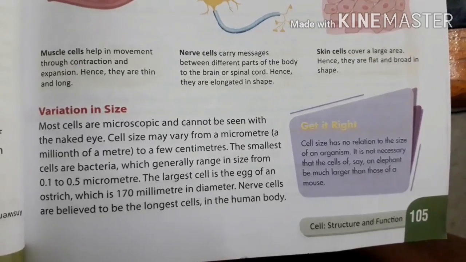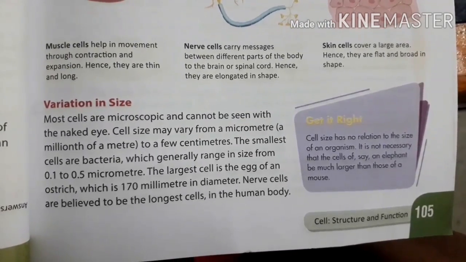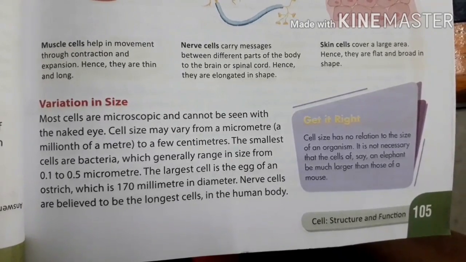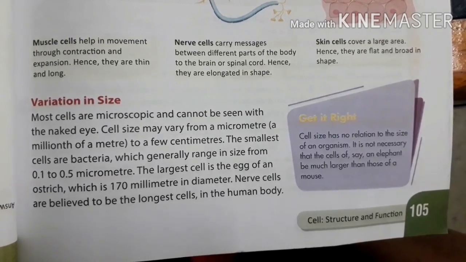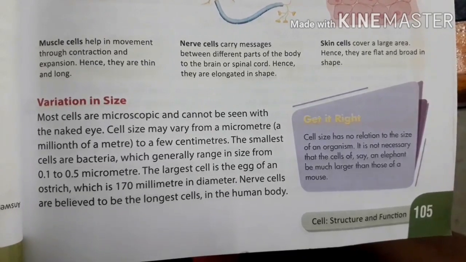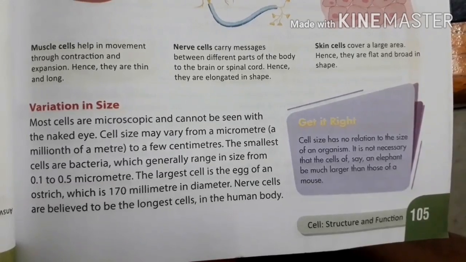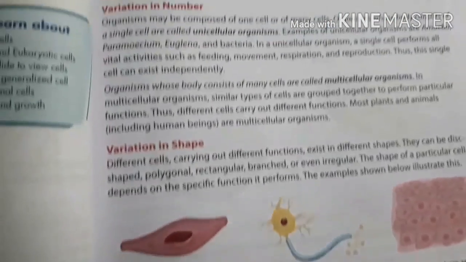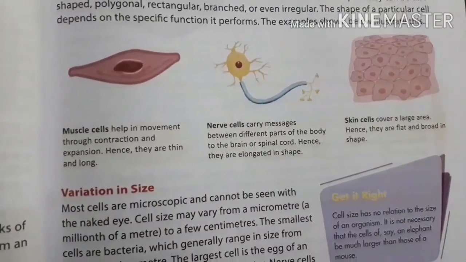The largest cell is the egg of an ostrich. So which cell is the largest cell? The largest cell is the egg of an ostrich, which is 170 millimeters in diameter. Nerve cells are believed to be the longest cells in the human body. So these are the variations: first, variation in number, then the second one is variation in shape, and the third one is variation in size.